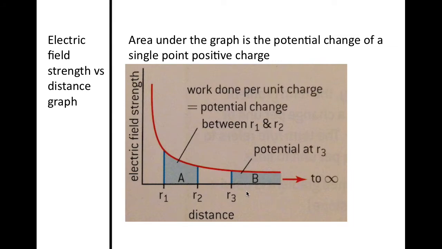Here is a graph that shows the electric field strength versus the distance for a single point positive charge. This incorporates the inverse square law, which is why we're able to see a parabola for the shape of the graph. The area under the graph at points R1 and R2 shows the potential change. The area under the graph here at R3 shows the potential at R3 to infinity. The area under the graph of an electric field strength versus distance is equal to the work done per unit charge, or the change in potential.